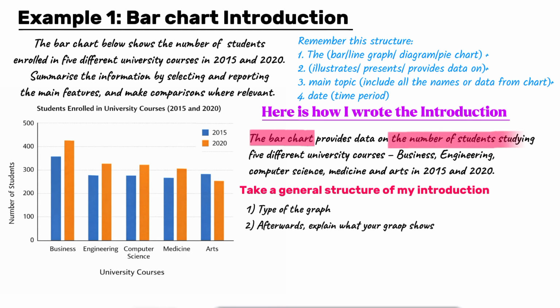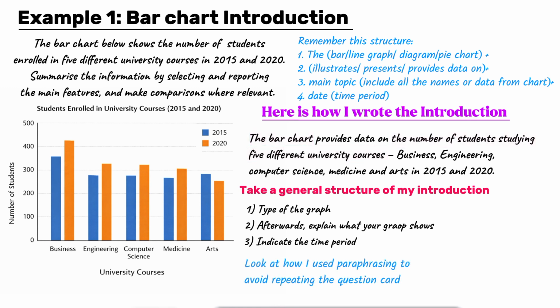In this case, the bar chart shows 5 university courses where students are enrolled in. And finally, I also indicated the time period. Look at how I used paraphrasing to avoid repeating the question card. Instead of saying "the graphs below shows", I wrote "the bar chart provides data on". Finally, instead of "enrolled", I write "studying".